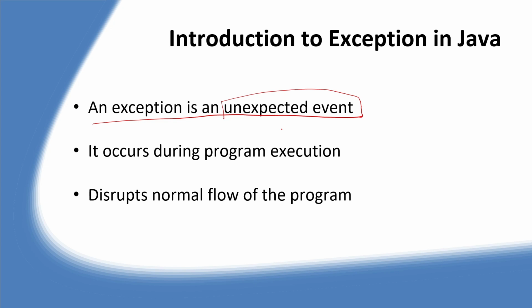So we assume this code will run and this statement will execute after that statement. But the normal flow will not execute, it will be interrupted and give some exception. It occurs during program execution. Whenever we execute the program, some unexpected event can happen, which disrupts the normal flow of the program. So this is an exception.